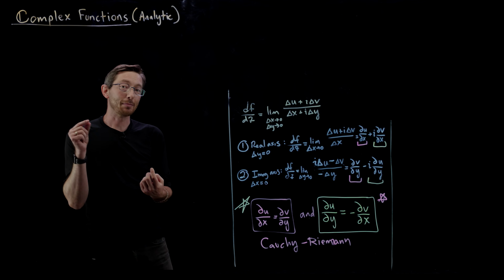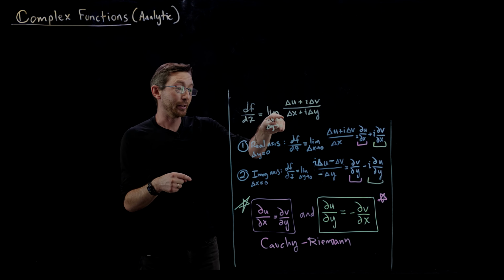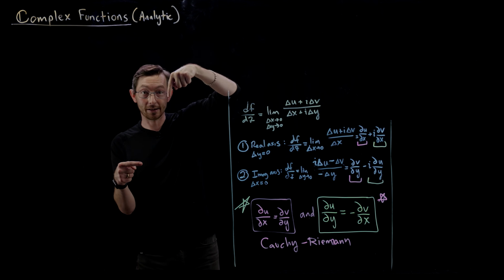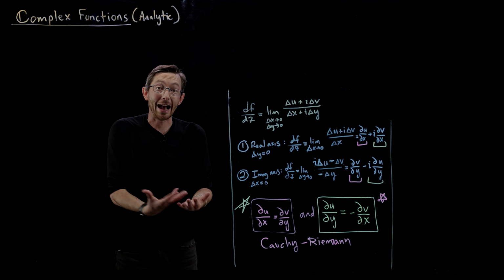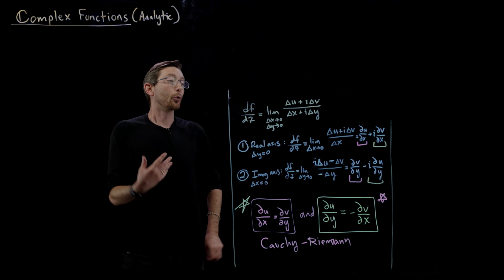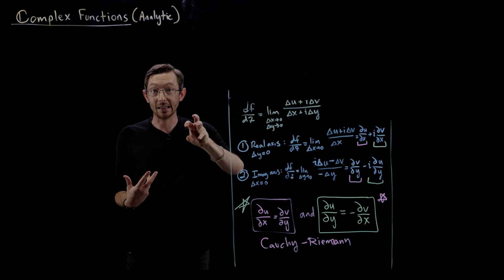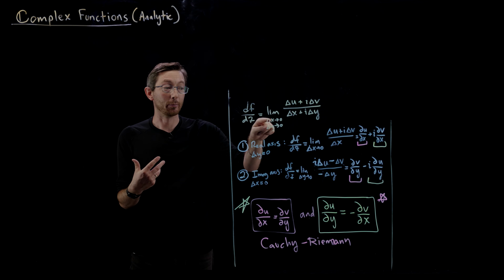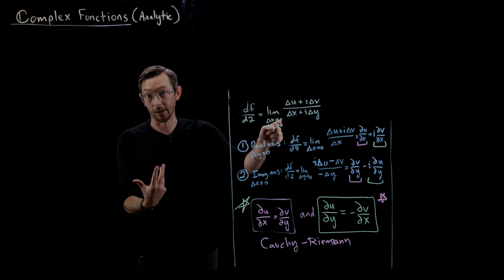But because my variable z has a real and an imaginary part, I could take the limit as delta x goes to 0 on the real axis, or as delta y goes to 0 on the imaginary axis. And those two notions of the derivative have to be equal to each other for that derivative to be well defined, for df dz to be a function of z and not be dependent on what approach direction I took to take that derivative.